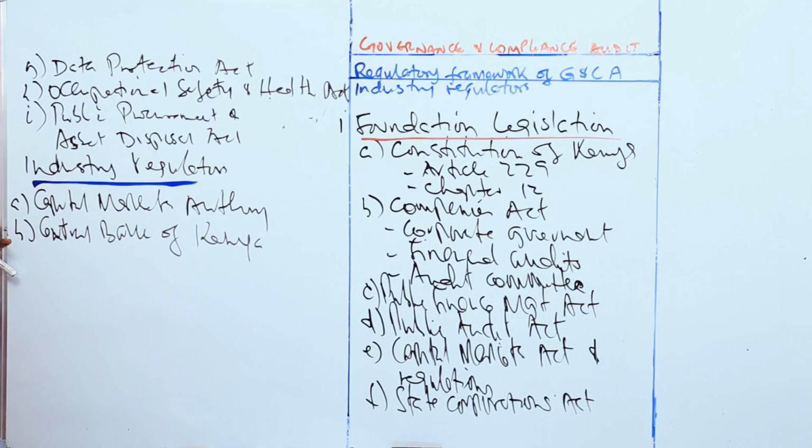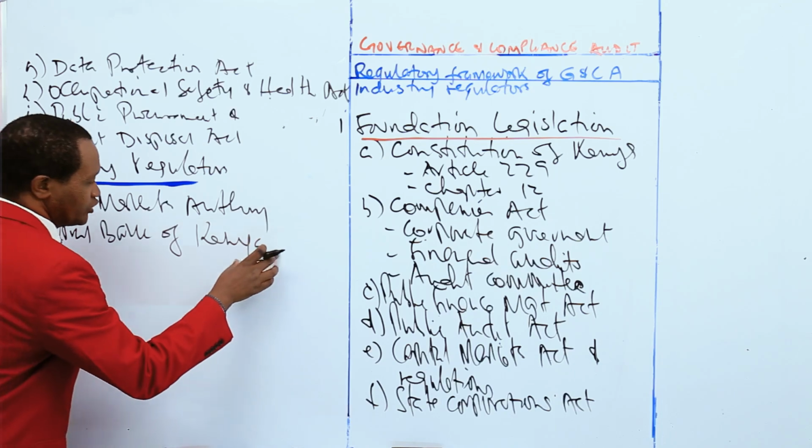The central bank also conducts on-site and off-site inspection and audits of financial institutions to ensure compliance with the Banking Act and its prudential guidelines. And it requires external auditors of financial institutions to report on compliance. So that's the second industry regulator.